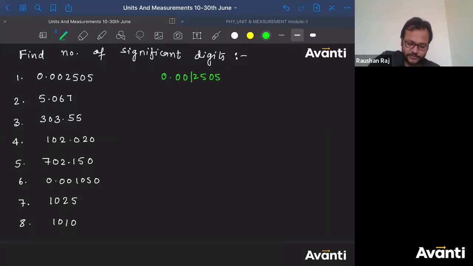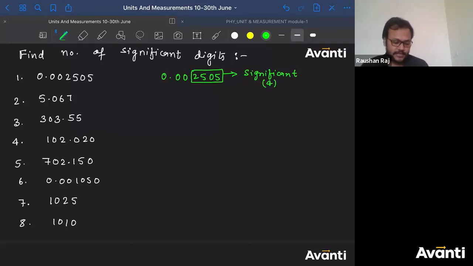0.002505. So they are what? Significant. They mean something during the measurement, na? So they are what? Significant. So how many significant digits are there? That means 4. What about this one?